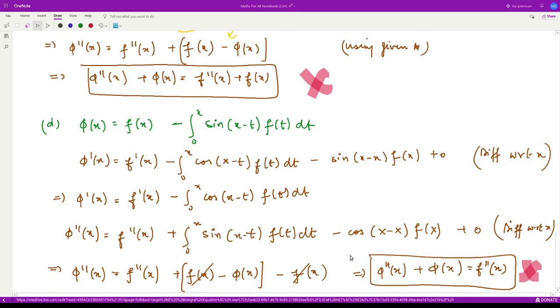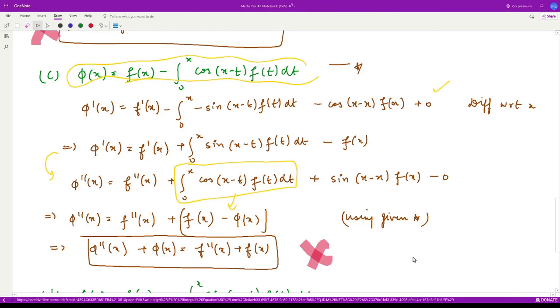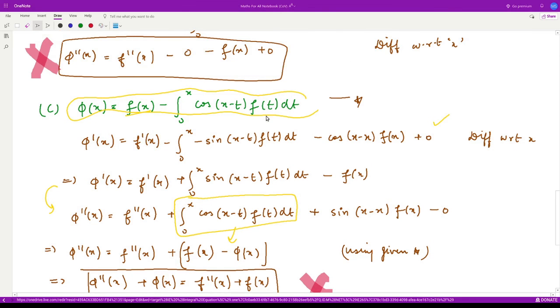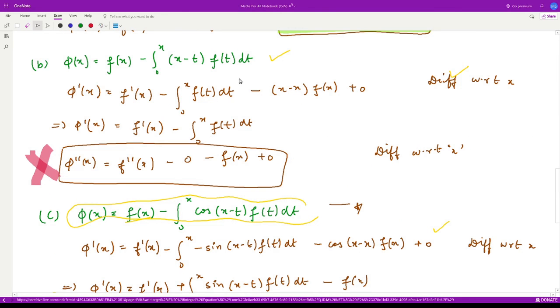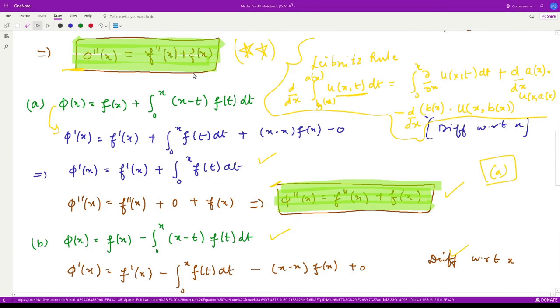And let us see the last one. Similar is the case with this one. Here we have differentiated once, then twice, and we obtain finally this equation. So this also does not match with the one that we have calculated earlier, which was this one, right? This one. So clearly option A here is the correct option.